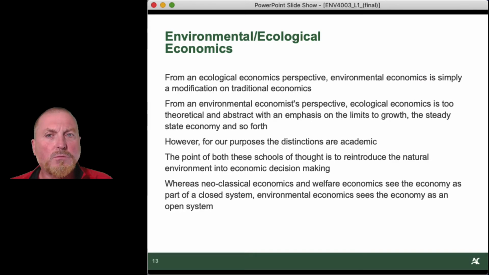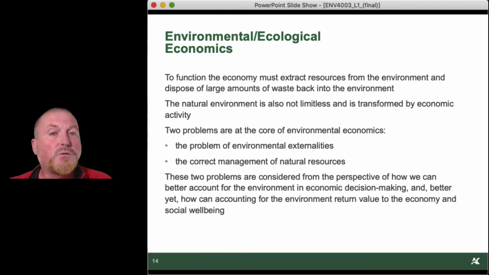Whereas neoclassical economics and welfare economics see the economy as part of a closed system, right? If you look at any of their diagrams or any of their discussion, you would think the natural resources we get from the environment materialized by magic green guys from space, right? In a lot of cases, okay? Whereas neoclassical economics and welfare see the economy as a closed system, environmental economics obviously sees it as an open system, as does ecological economics. To the environmental economists, to function, the economy must extract resources from the environment and dispose large amounts of waste back into the environment. The natural environment is also not limitless and is transformed by economic activity.